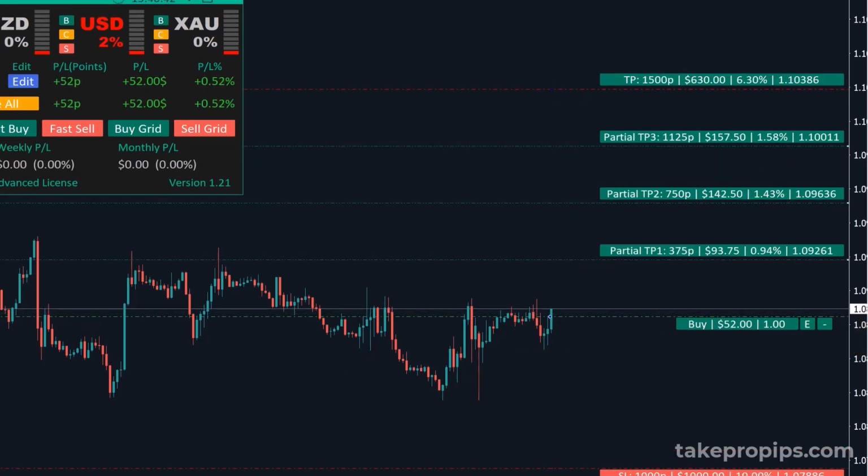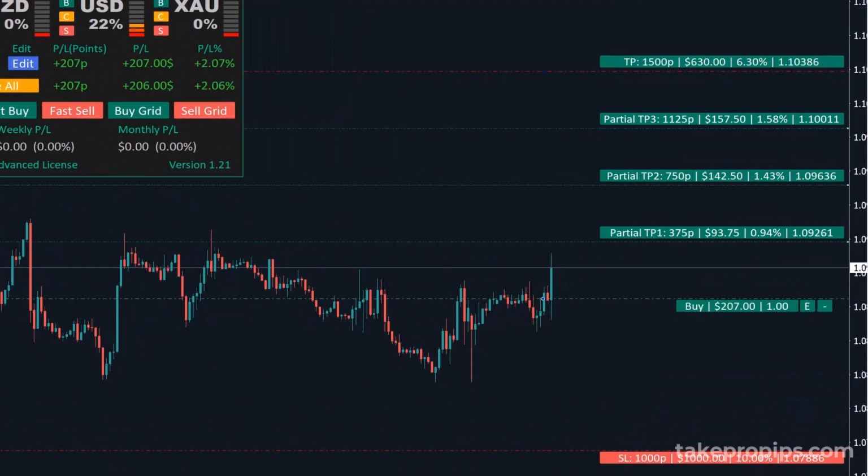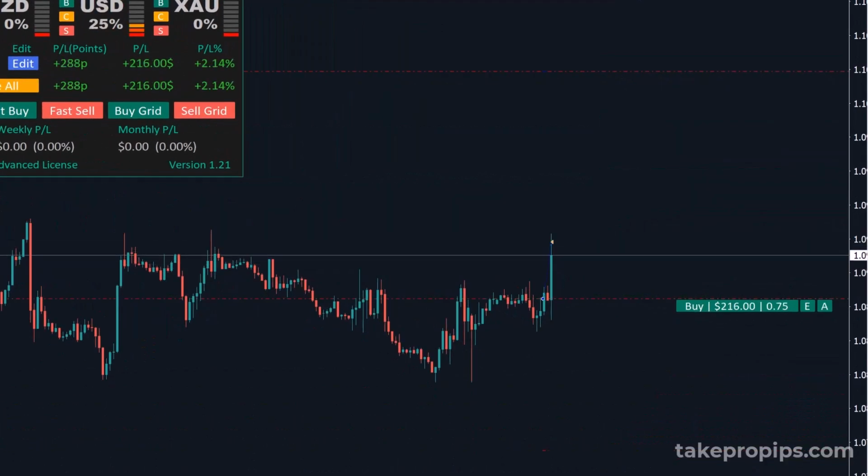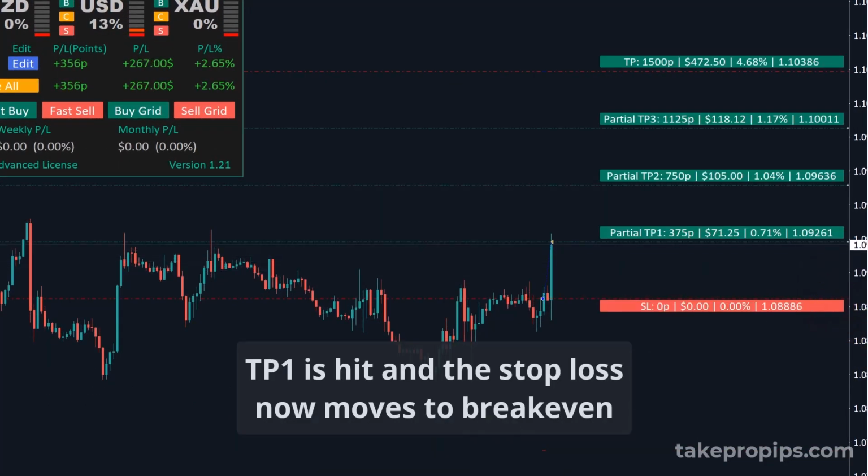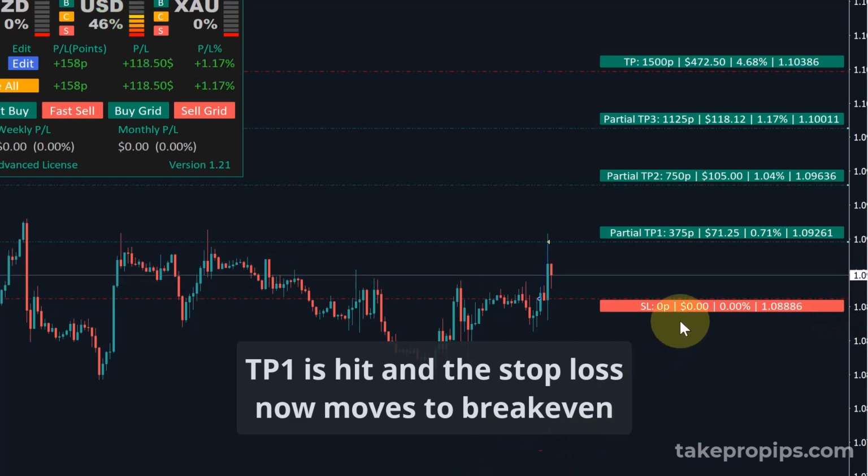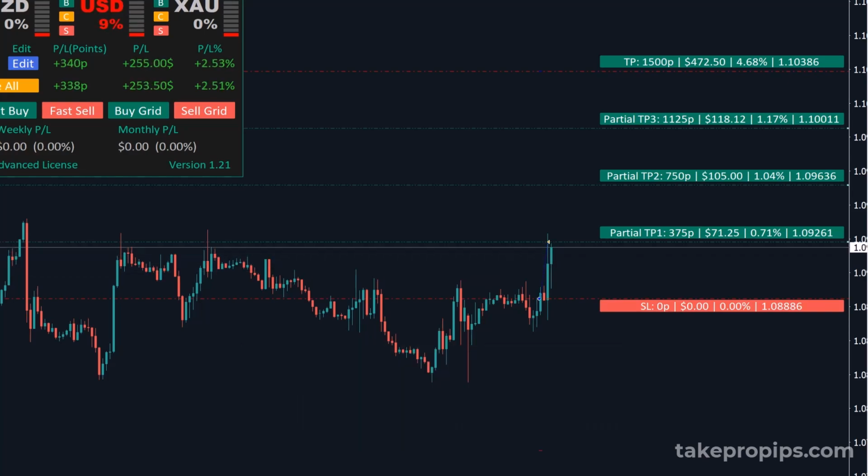Now, let's see what happens when each partial take profit is reached. First, we hit our TP1 target, which means the EA partially closes our trade for profit and our stop loss now moves to our break-even price, which makes our trade risk-free.